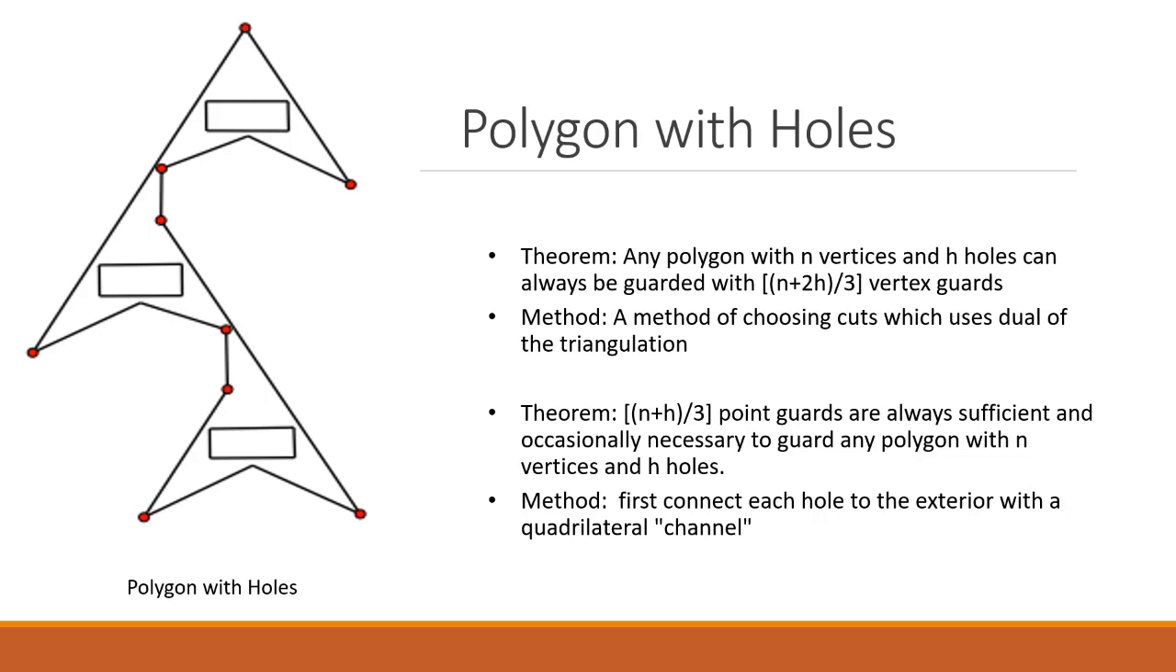They first connect each hole to the exterior with a quadrilateral channel, making the polygon hole free as holes have been merged with the exterior. The channels are such that only one new vertex is introduced for each channel, and a triangle in the remaining polygon sees all of the channels. Then they triangulate the whole hole-free version of the polygon while ensuring that this triangle exists in the triangulation, and place guards based on 3-coloring.